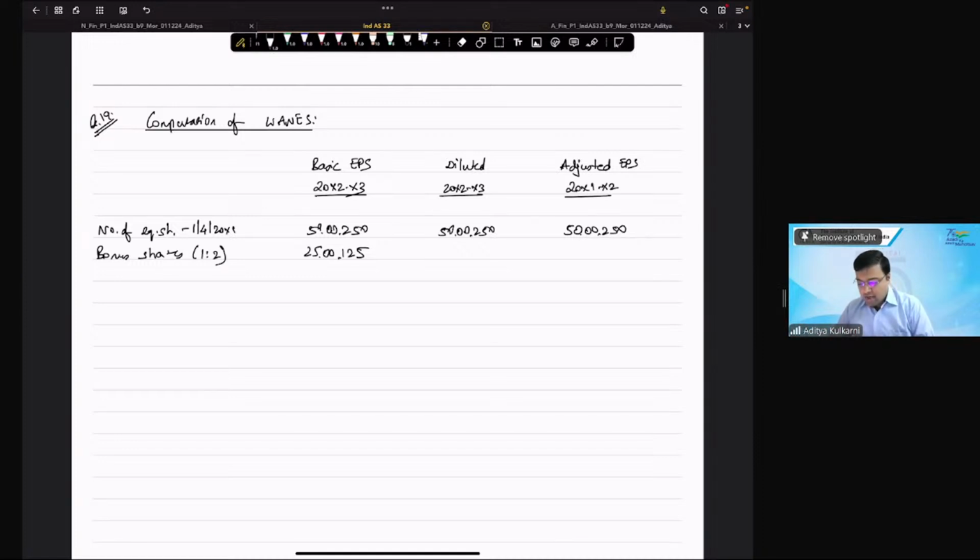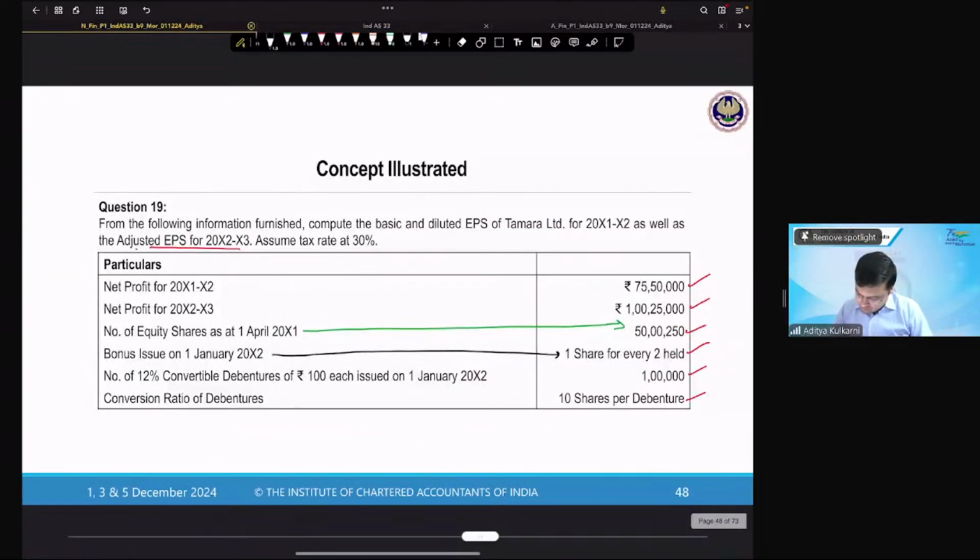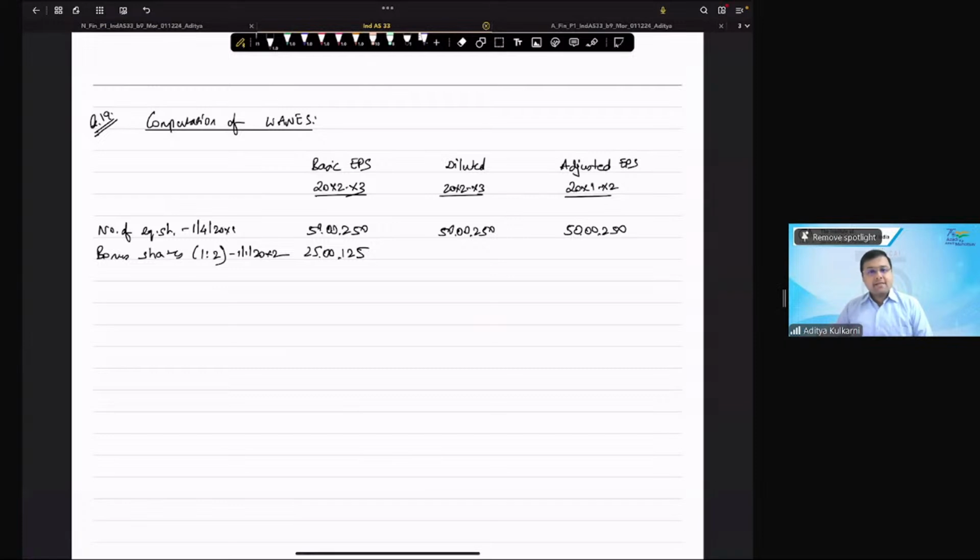Now let us move next. This is issued on 1st January 20x2. That's what is given. So x2, x3, it is there entirely. 1st April x2 में था till March x3. So full year it was there. For diluted also, these shares are actually present. So 25 lakh 125. Acha, will I consider them for adjusted EPS of x1, x2?